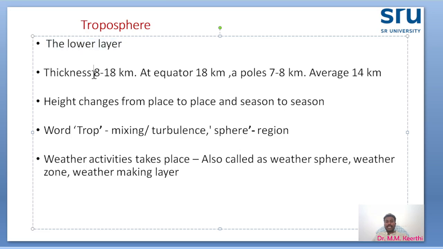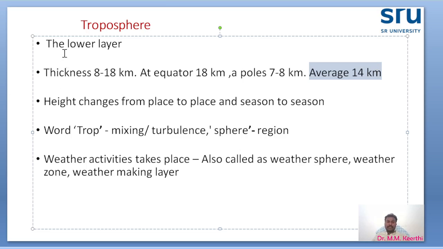What is the thickness? The thickness of the troposphere is 8 to 18 kilometer. From the equator it is up to 18 kilometer, and from the polar region 7 to 8 kilometer. So almost 8 to 18 kilometer is considered troposphere. On an average, up to 14 kilometer is called the troposphere region.